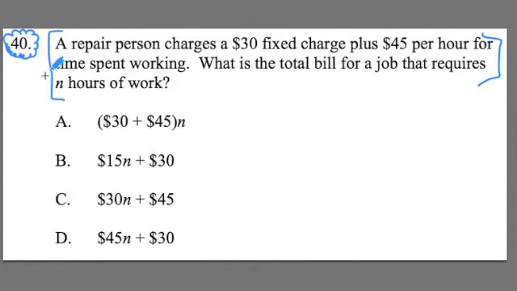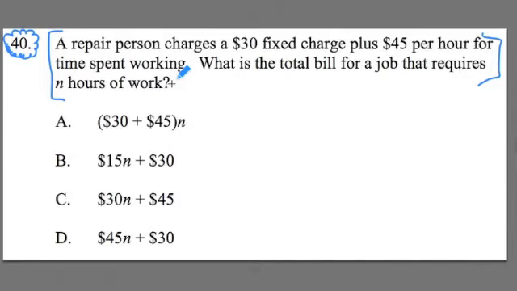All right, first, I'll read it over, then I want you to pause the video and read it to yourself. All right, let's start. Number 40. A repair person charges a $30 fixed charge plus $45 per hour for time spent working. What is the total bill for a job that requires N hours of work? Now you read it over and think about the scenario.